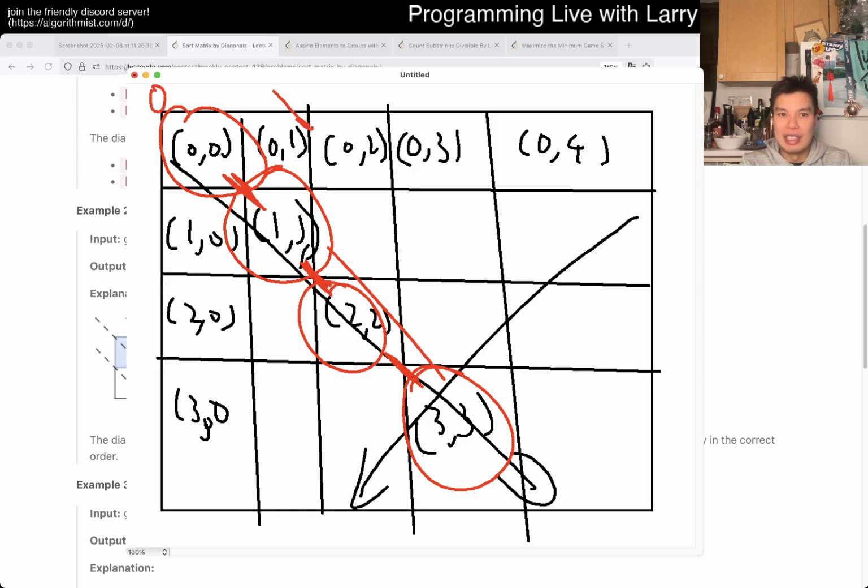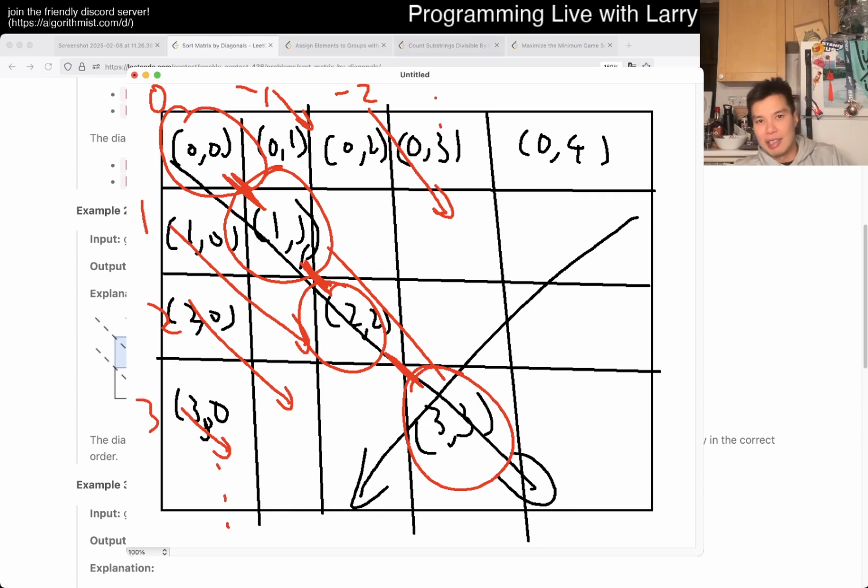Right here, it's actually the -1 diagonal, the way that I'm defining it. This one is -2. This way is 1, this way is 2, this way is 3, and so forth. Yeah. So that's basically the idea.